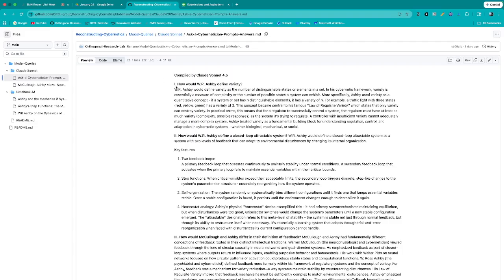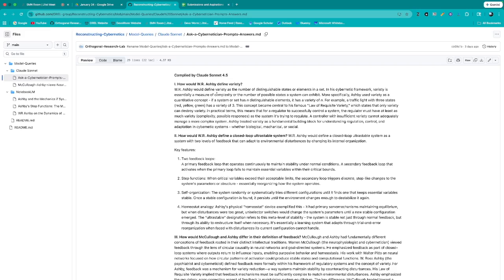The first prompt was, how would W.R. Ashby define variety? Again, if you have trained the model on W.R. Ashby's work, he mentions variety in a very specific context. The agent also can go out onto the internet and get information, so there is information there as well. So the first one is, how would W.R. Ashby define variety? And the answer is summarized as, W.R.